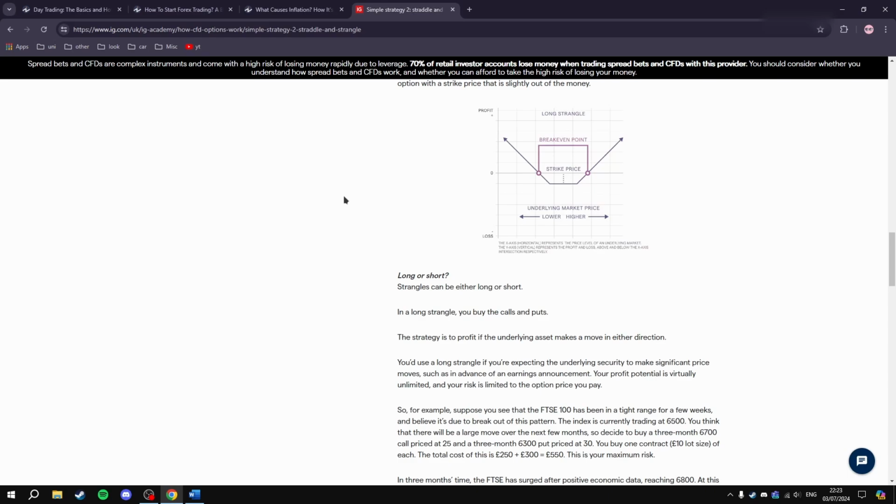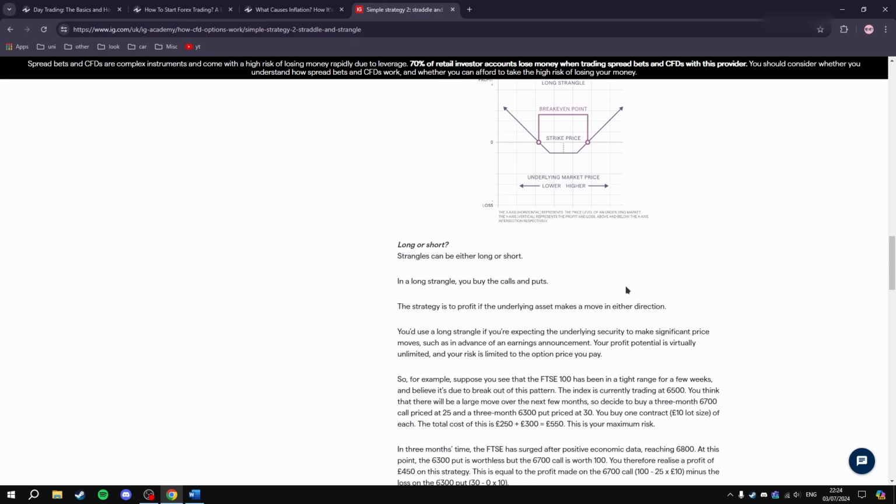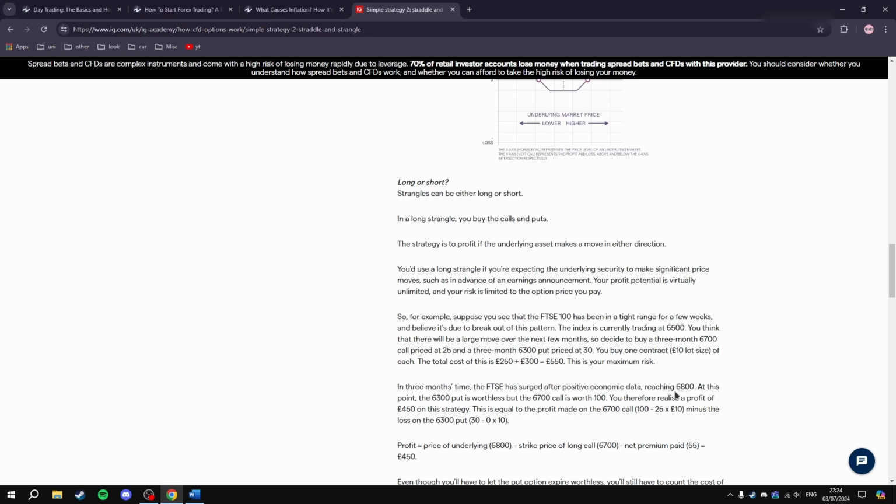For example, you see the FTSE 100 has been in a tight range for a few weeks. I believe it's due to break out of this pattern. The index is currently trading at 6,500. You think there will be a larger move over the next few months, so you decide to buy a 3-month 6,700 call priced at 25 and a 3-month 6,300 put priced at 30. You buy one contract of each. Total cost for this is 250 plus 300, which is 550. This is your maximum risk, your option premium.